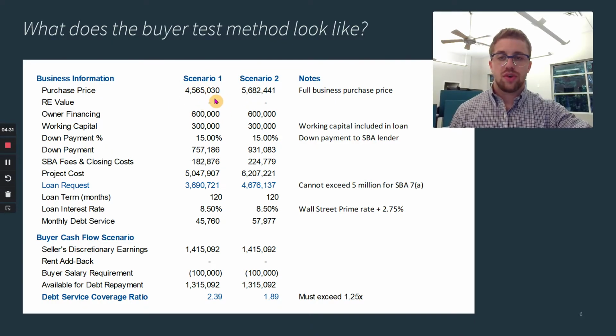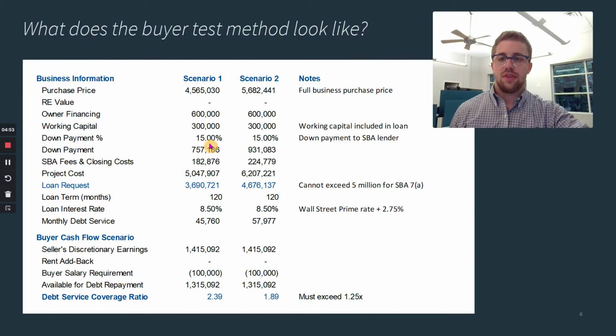There's the value of the real estate, which in this case there is none. Any owner financing, in this case we chose to do $600,000 for the purposes of the valuation. Any working capital that you anticipate the borrower to get from a lender, and this is just to make sure that you don't exceed the loan request, and that'll be factored into the debt service.